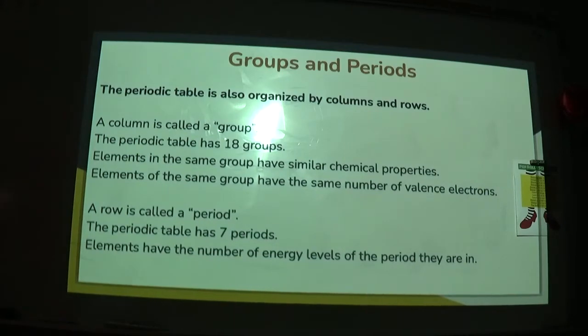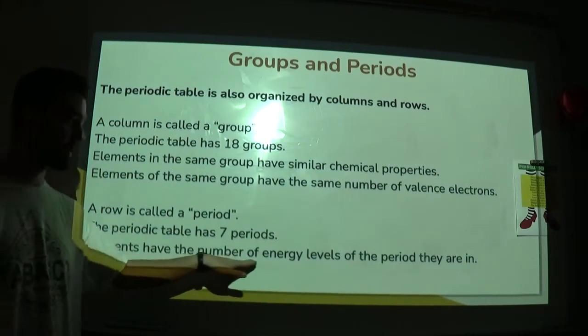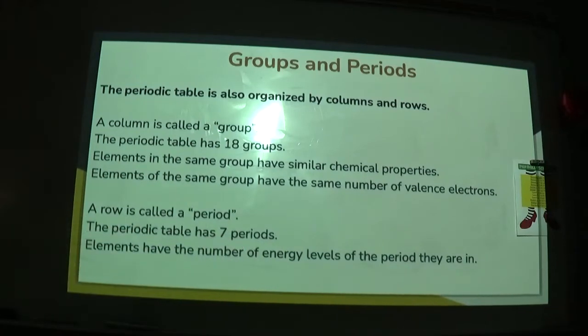Okay, elements in the same period have the same number of energy levels in their cloud. Again, we'll talk about that later, but I'm just saying it so you at least heard it once. And by energy levels, I'm talking about the electron cloud where the electrons are, right? They have different energies. Really, the main thing I want you to know is there's 18 groups, there's 7 periods, and elements in the same group have similar chemical properties. That's the biggest takeaway from this slide. So we're just talking about how it's structured.